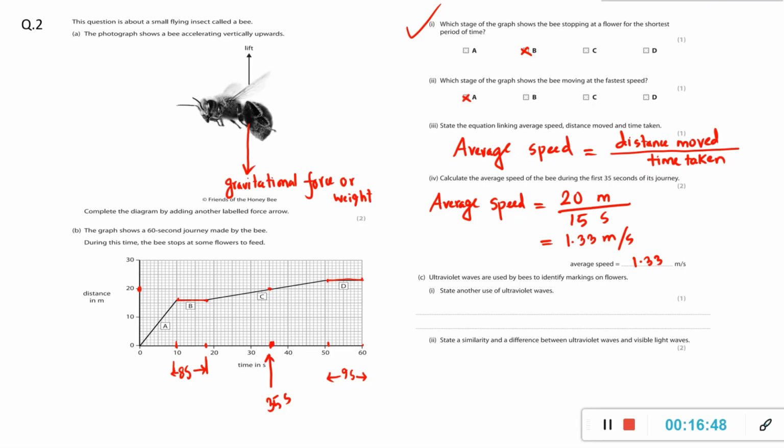Ultraviolet waves are used by bees to identify markings on the flowers. State another use of ultraviolet waves. Ultraviolet waves are used to identify fake currency.